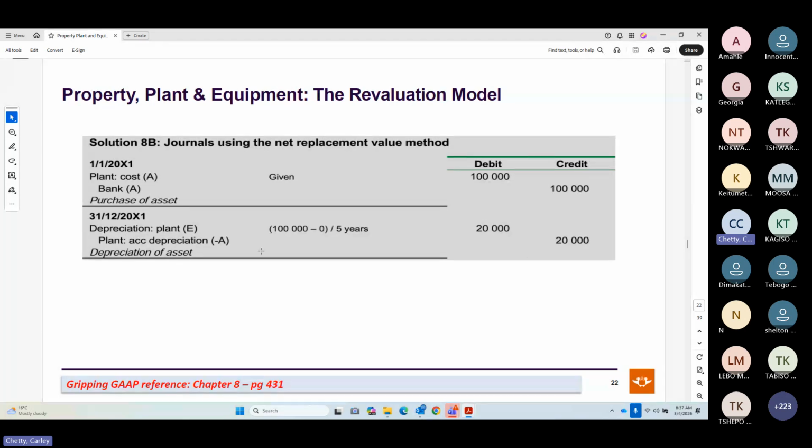Then we had depreciation for 20x1. Remember, we calculated the depreciation by taking the 100,000 cost minus the residual value of 0 divided by 5 years useful life. All of these numbers were given in the question: the cost, the residual value, and the useful life. This resulted in depreciation of 20,000 Rand for the 20x1 year. The journal for that is to debit depreciation plant expense and credit plant accumulated depreciation. So that is depreciation for 20x1.